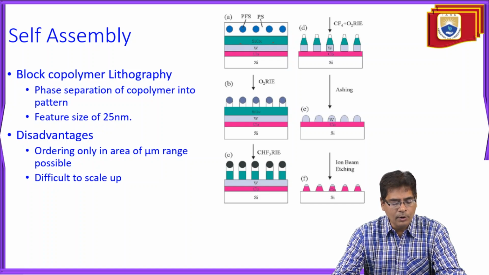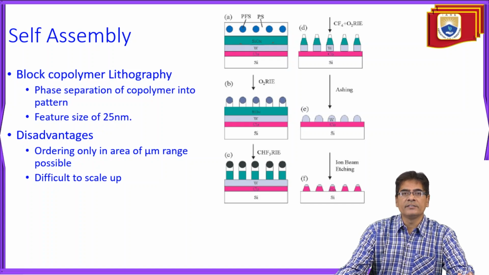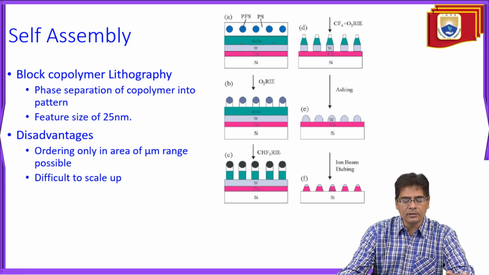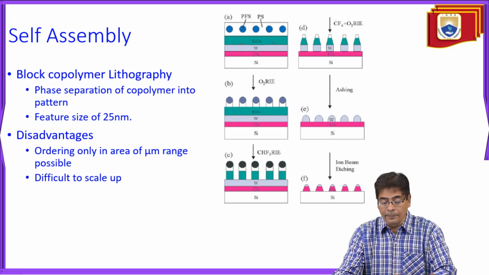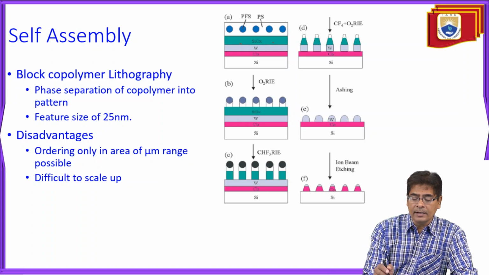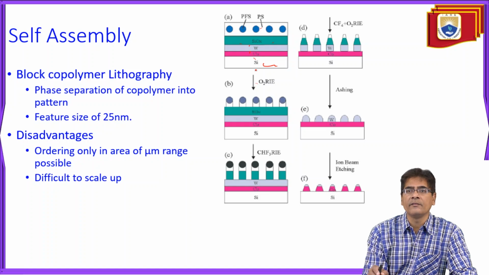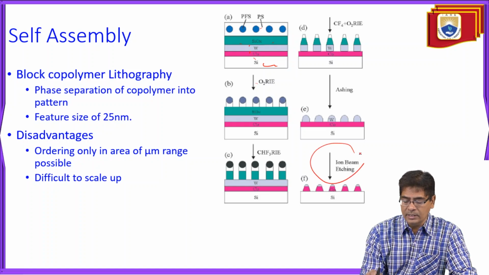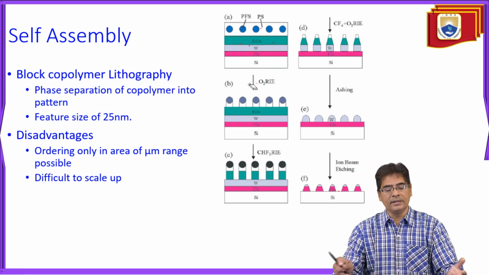That is block copolymer lithography, phase separation of copolymer into pattern, feature size of around 25 nanometers. One of the disadvantages is ordering only in an area of micrometer range possible, difficult to scale up. If you observe here, we have this particular PPS, polymer, on a silicon substrate, we have certain layers, and we can observe the ion beam etching here, where you can see the patterning. This type of patterning is what we call self-assembly.